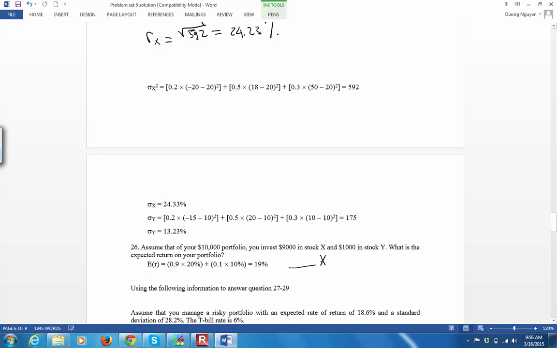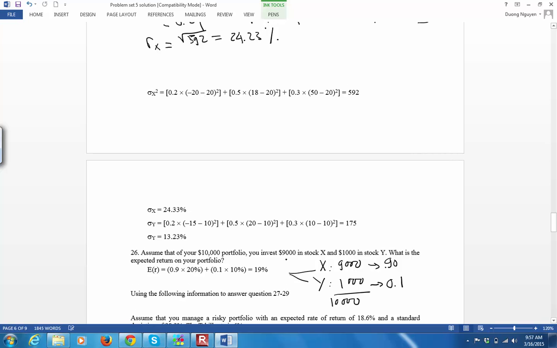So your portfolio has X and Y, X $9,000, Y $1,000. So the total money you have is $10,000. So the weight of X is 90%, 0.9, and the weight of Y is 10%. So the expected return of your portfolio would be 0.9 times the return of X we calculated before, which is 20, plus the weight of Y, 0.1, times the return of Y, which is 10% we calculated before. And the whole thing is equal to 19%.